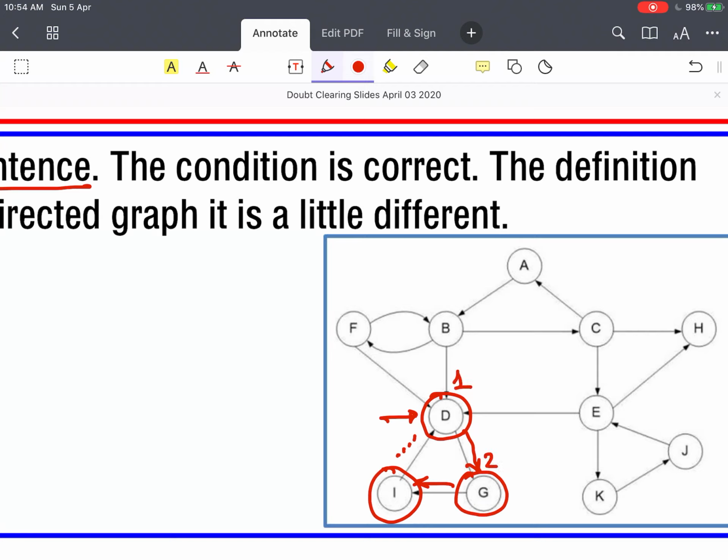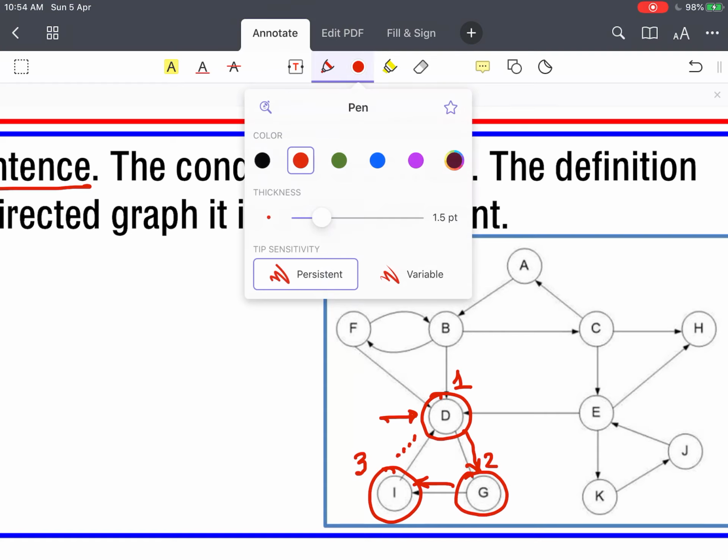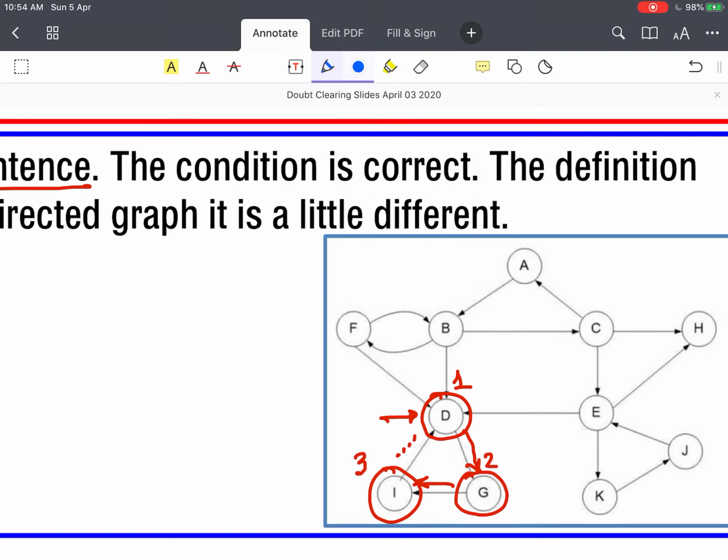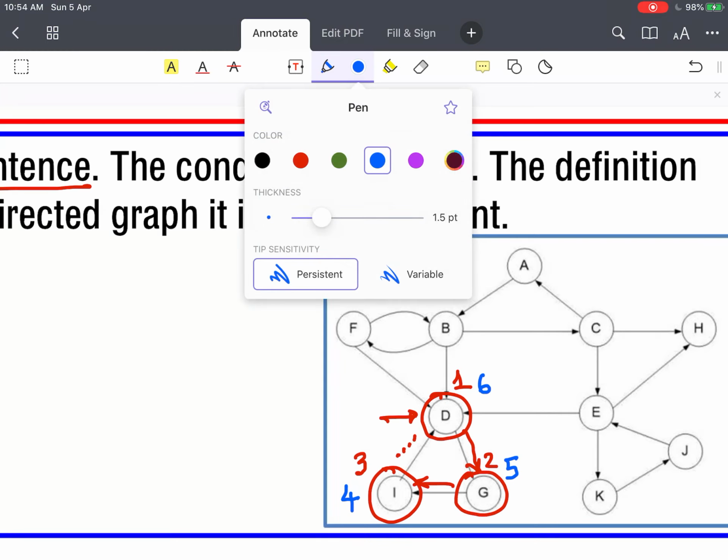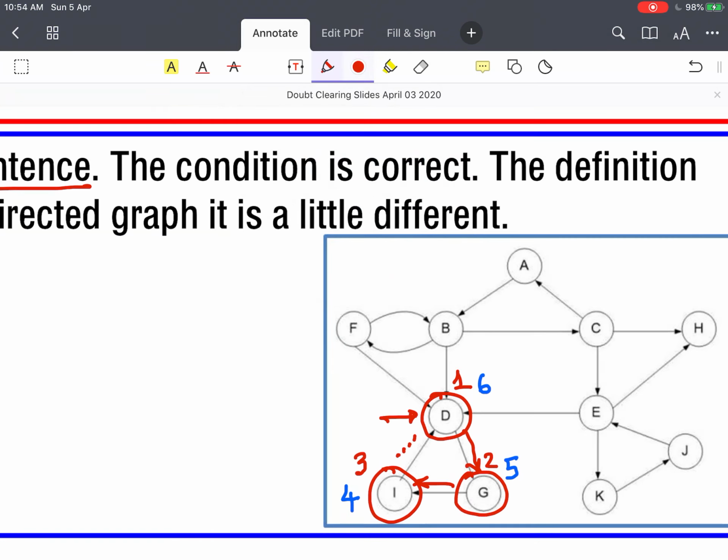We'll come back, and therefore the entry of this node is 1, the entry of this node is 2, the entry of this node is 3, the exit of this node is 4, the exit of this node is 5, the exit of this node is 6.